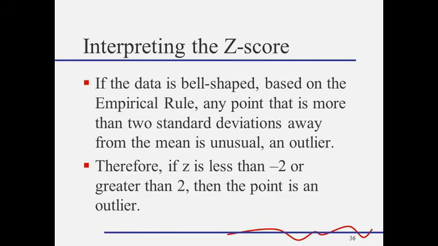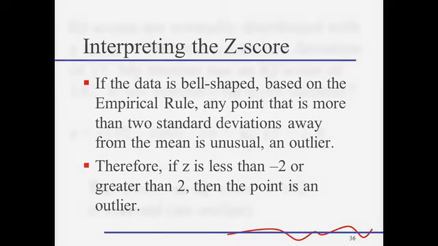If the data is bell-shaped, based on the empirical rule, any point that is more than 2 standard deviations away from the mean is unusual. Therefore, if z is less than -2 or greater than 2, then the point is an outlier.